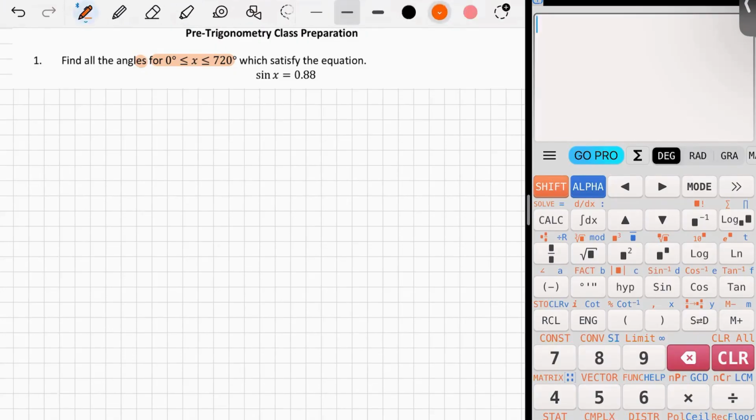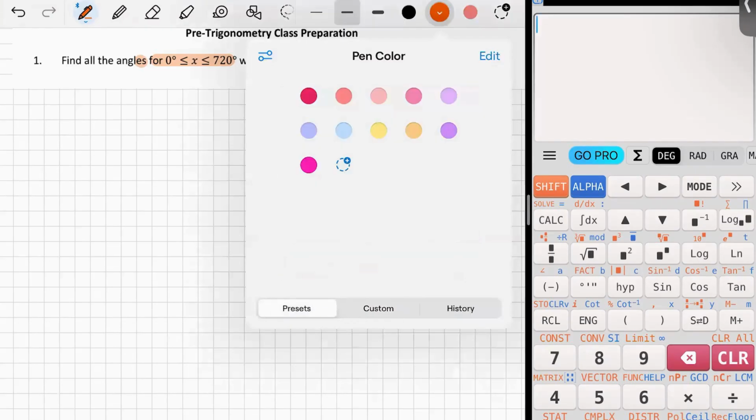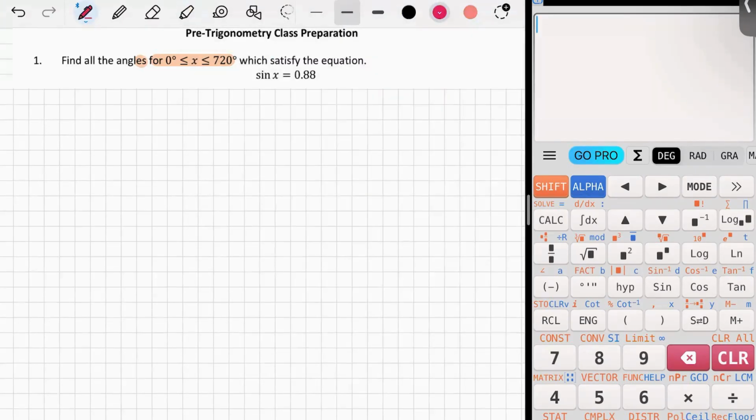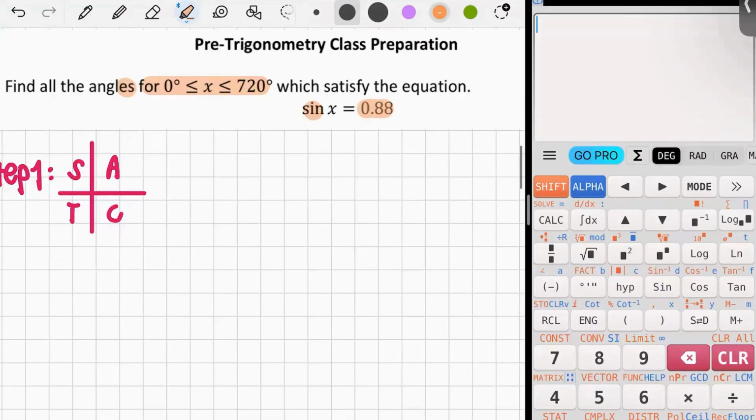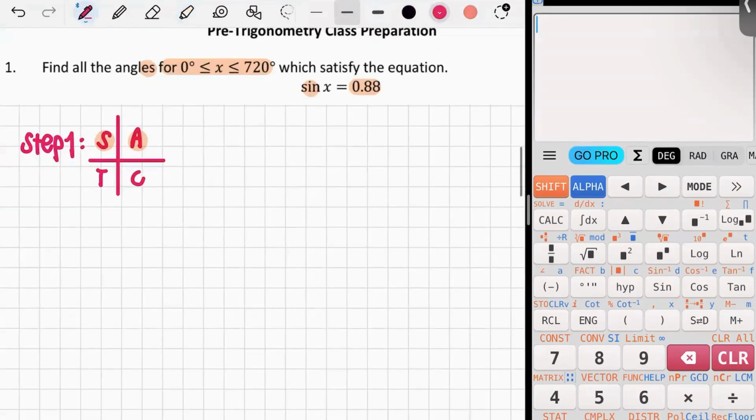Okay, what we're always going to do is we're going to do step by step. Step one, always determine the quadrant from here. So, "All Science Teachers Crazy", or "Add Sugar To Coffee". First quadrant, everything is positive. Second quadrant, only sine is positive. Third quadrant, tangent positive. Fourth quadrant, cosine positive. So this is sine, and you can see it's positive, right? So we're looking at the first 2 quadrants. So that's always your step one.